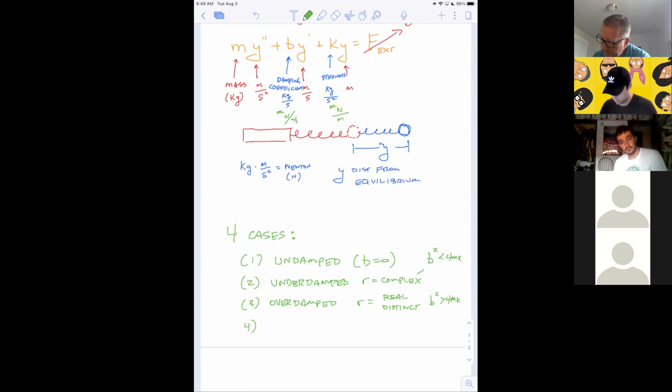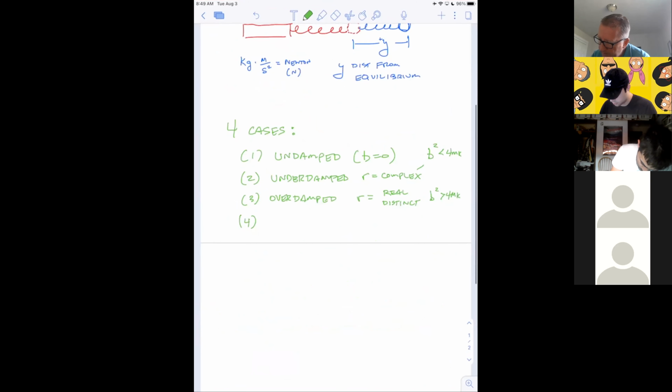And finally, the final case. Final case is critically damped. In other words, it's right on the edge. And this is where R was a double root, a repeated root. And this would happen when B squared was exactly equal to 4mk.